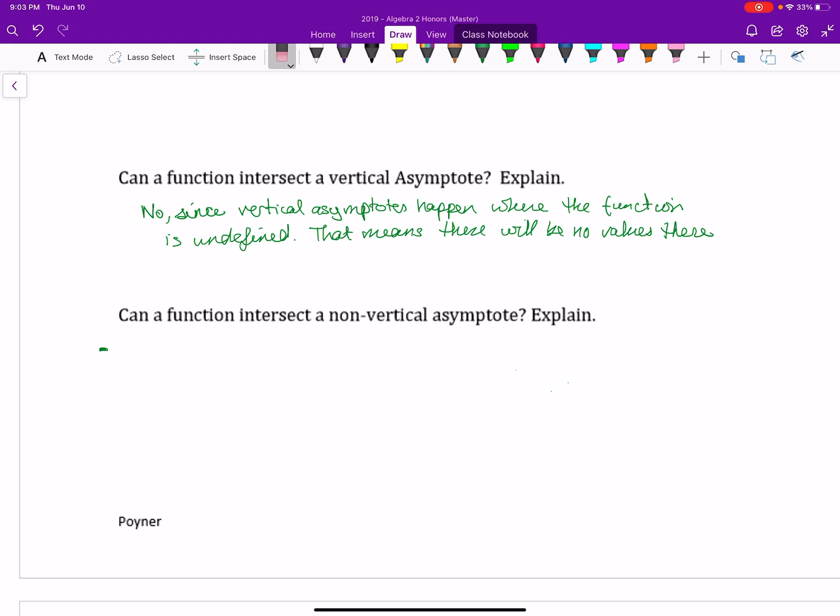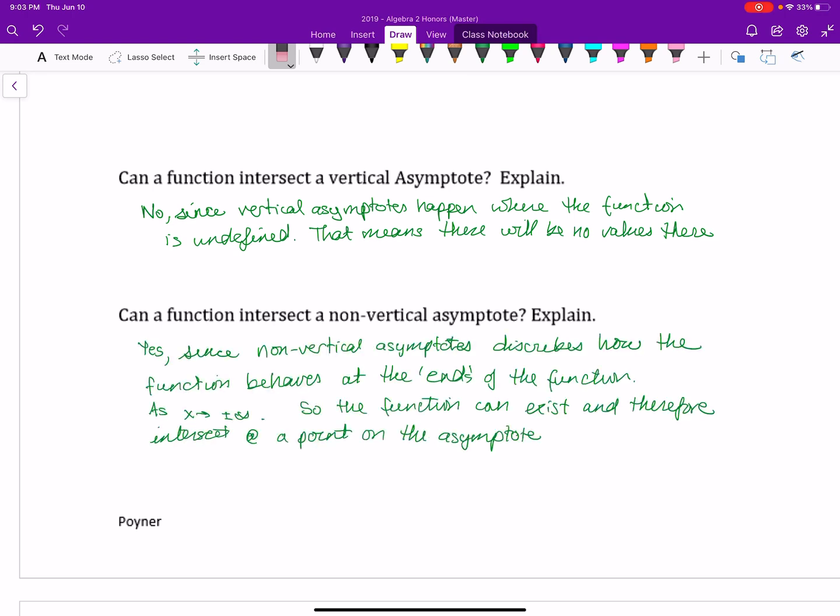Can a function intersect a non-vertical asymptote? Pause the video, try and answer. Yes, since non-vertical asymptotes describe how the function behaves at the ends of the function as x approaches either positive or negative infinity. So the function can exist and therefore intersect at a point on the asymptote. In this case, the points are defined out there. We're talking about how the function behaves, not that it's not allowed to be here at all.